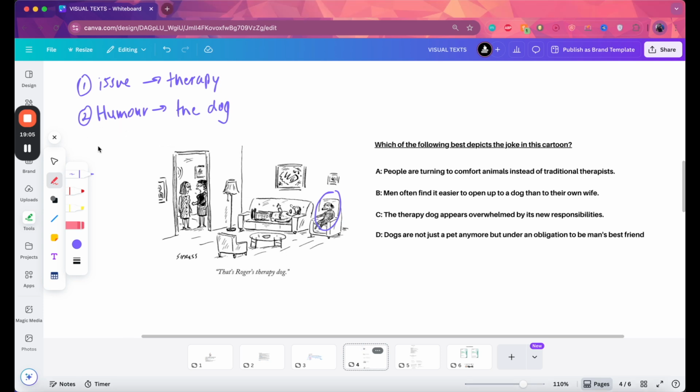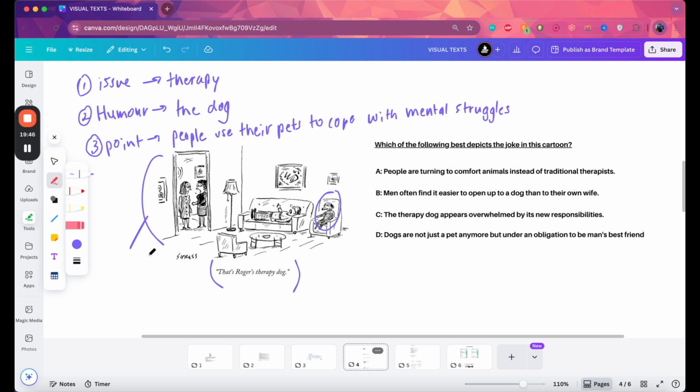Okay, so the potential point that the author is trying to tell us is that people are maybe using animals in place of therapists, or maybe they're using animals to cope with their mental struggles. So people use their pets to cope with mental struggles. Okay, so we have the visual aspect here, and we have the text here.